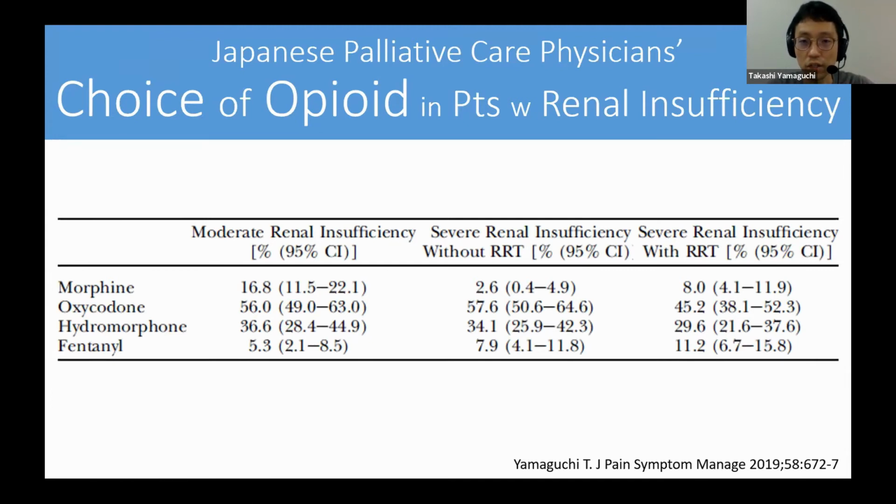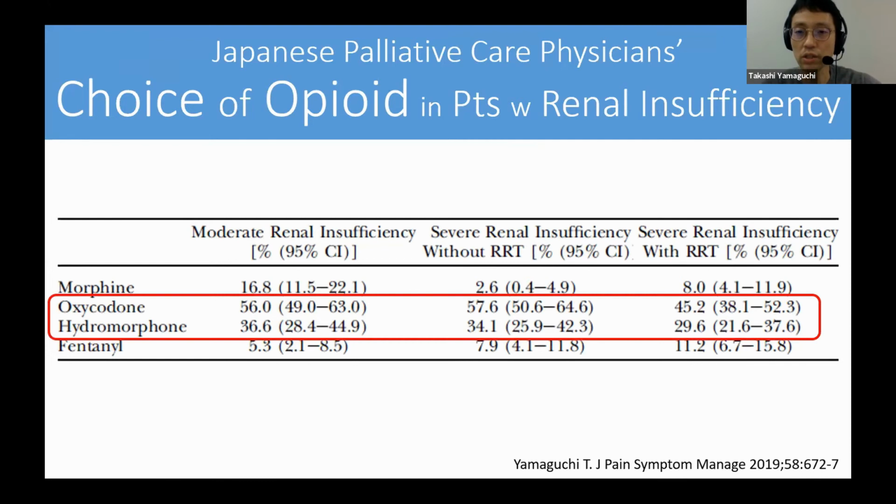Here in this slide, I show only the result about the patients with renal insufficiency, but not only in cases of renal insufficiency, but also in cases already on regular oxycodone or hydromorphone for pain control, the palliative care physicians in Japan frequently use opioids other than morphine.